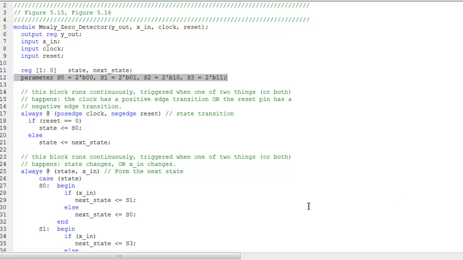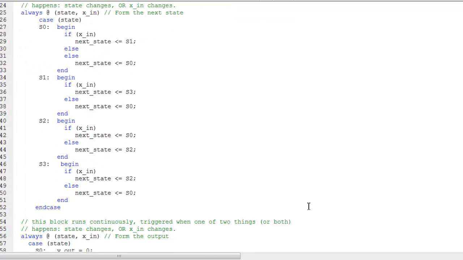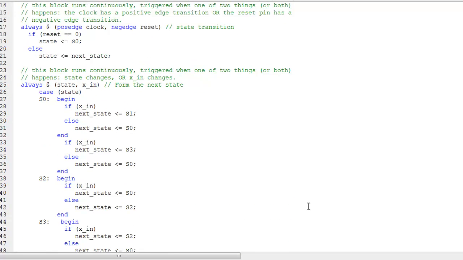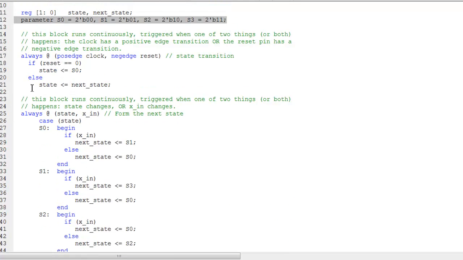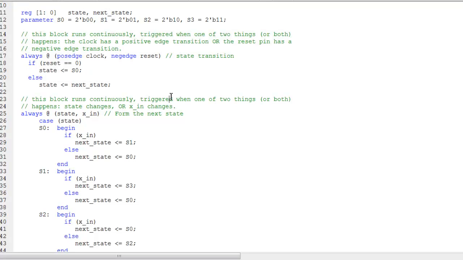We have three always blocks, two of which are relatively small, the first and the third, and the middle, which is a bit longer. Now with the Mealy machine, we're worried about the input and the current state. The first always block, which I'll highlight here, really is mimicking the operation of a flip-flop.